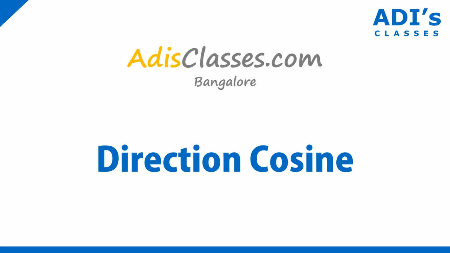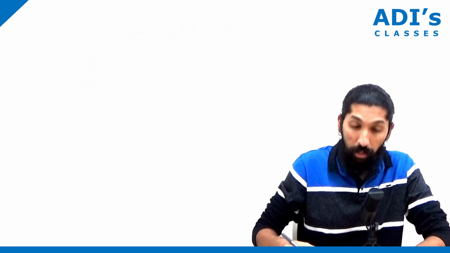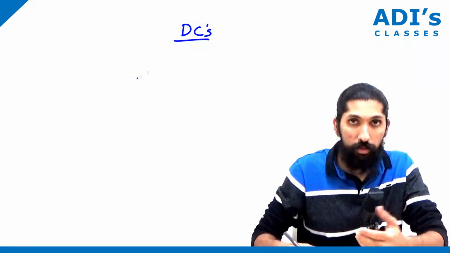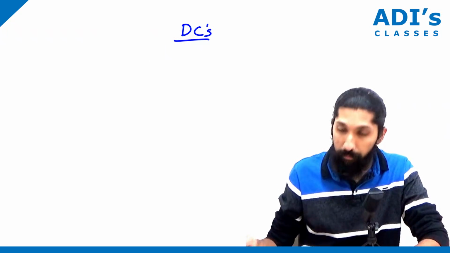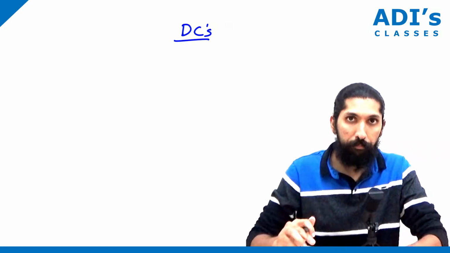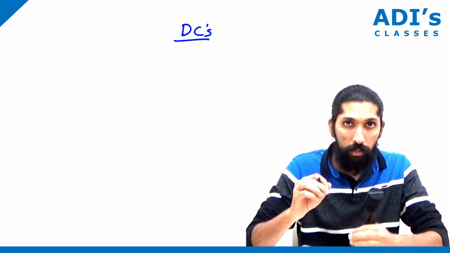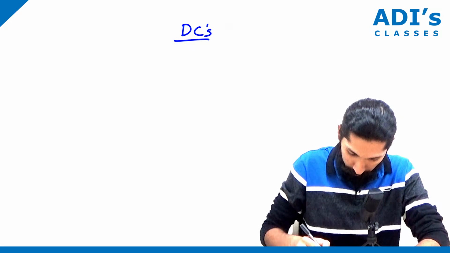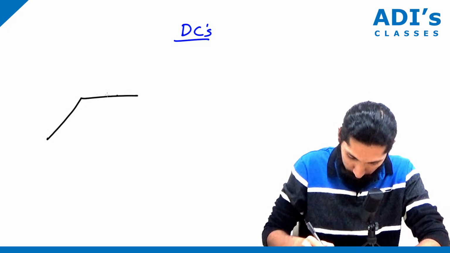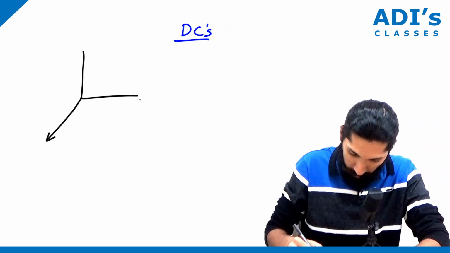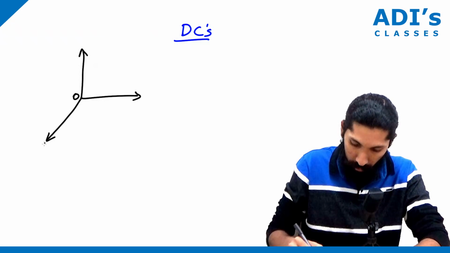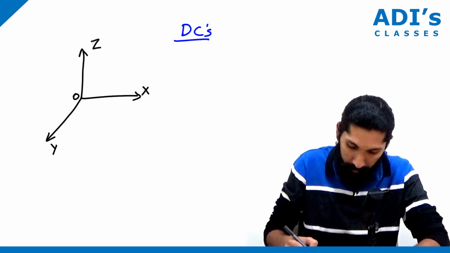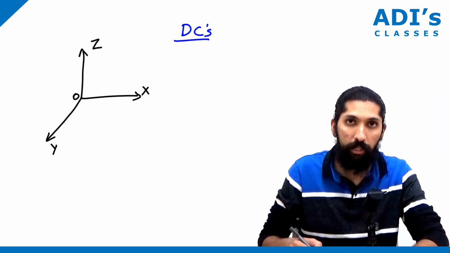Let's discuss one more topic, what we call direction cosines, or DCs in short form. Now, what exactly do we mean by a direction cosine? Very simple. Imagine you have the x, y, and z axes, all three. Assume that you have three axes like this. This is O. Assume that this is x, this is y, this is z. Okay, you have x, y, and z axes.